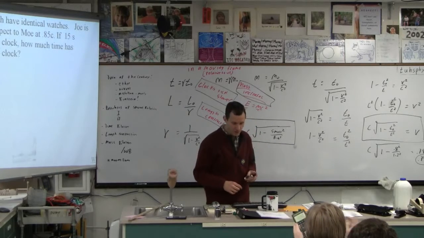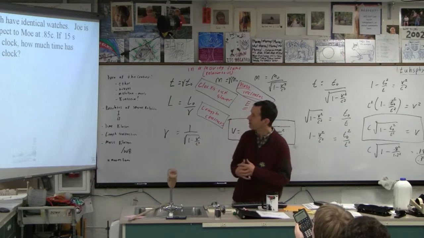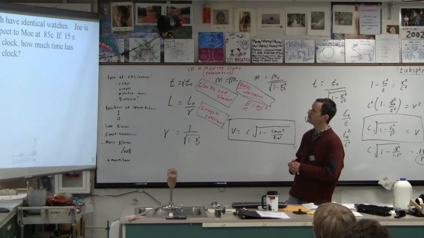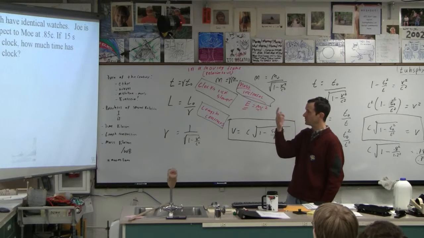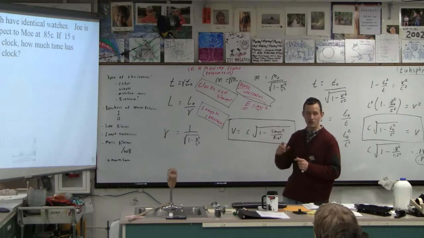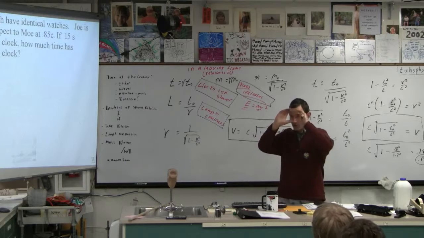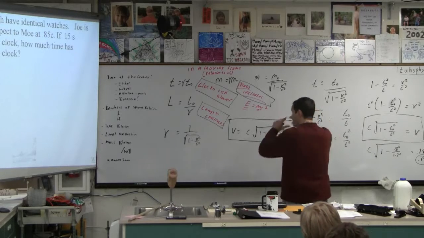Okay, so now this one is a weird one. Everybody has a hard time with this one, right? They have identical watches. Joe is moving with respect to Mo at 0.85 c. Let's suppose he's going in a big circle, so we can just sit there and watch, right? Somehow he's withstanding the g-force of going in that circle at that speed, right? Let's not worry about that. We're just sitting there watching him go around and around, right?